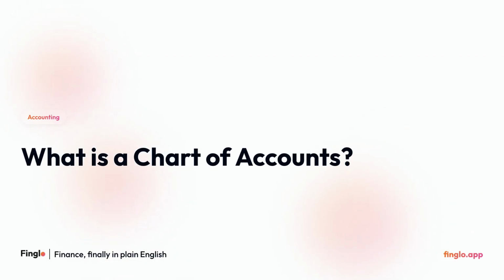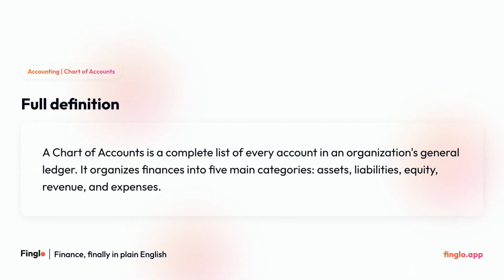What is a chart of accounts? A chart of accounts is a complete list of every account in an organization's general ledger. It organizes finances into 5 main categories: assets, liabilities, equity, revenue, and expenses.